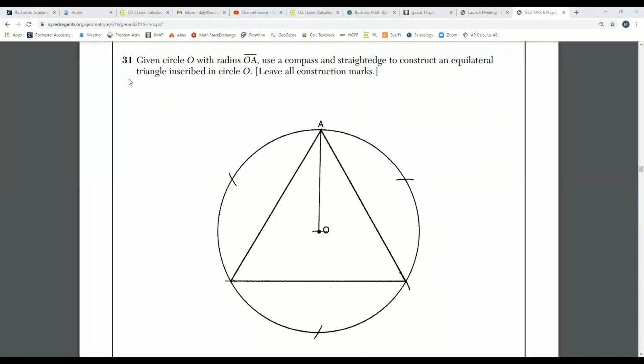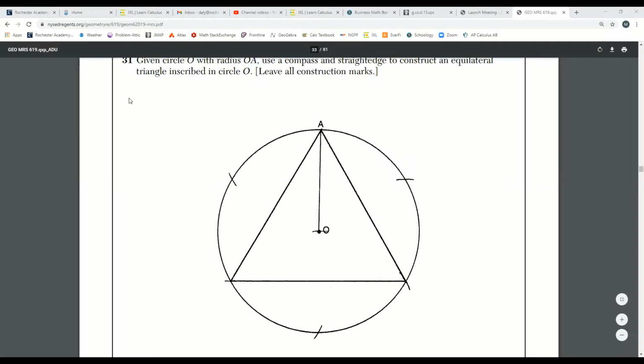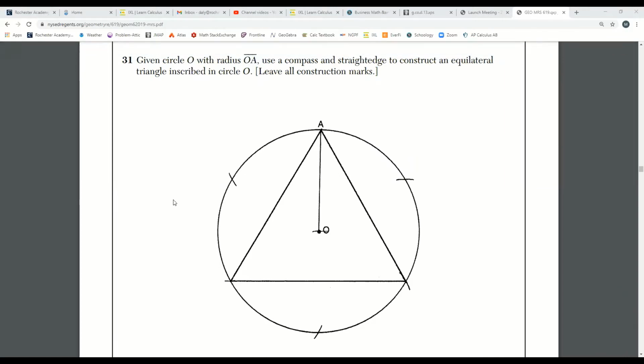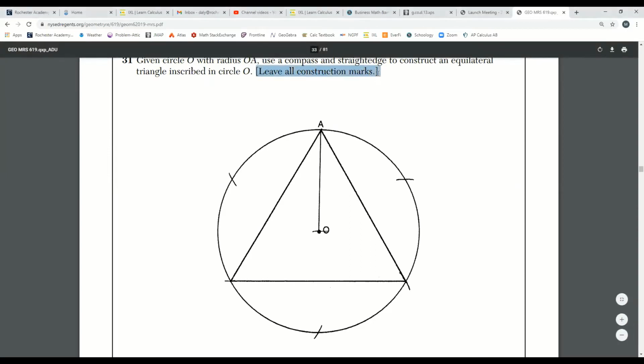So let's take a look at a typical Regents exam construction question, and we can look through the model responses and see what kind of grades students got. So this will be a little bit of a quiz for you to see if you can guess what these points are worth. All right, so this is question 31 from June of 2019. This is a 2-point question. Given circle O with radius OA, use a compass and straight edge to construct an equilateral triangle inscribed in circle O. And as always, they say leave all construction marks. They will always say that on construction questions.